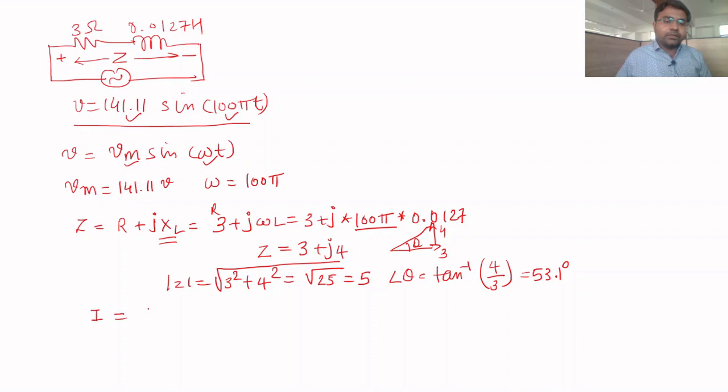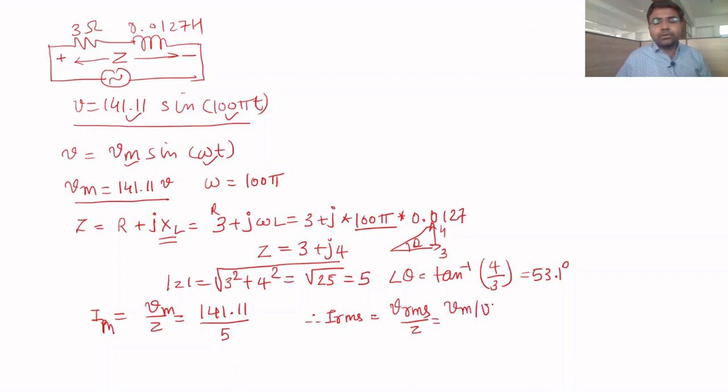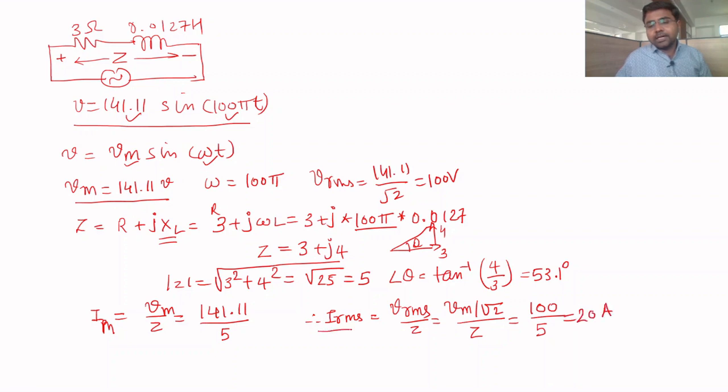Now in order to find the current, it is nothing but V over Z. V is the supply voltage, so here my maximum value is 141.11, and Z is 5. So this is the peak value of current. Peak value or maximum value is nothing but Vm by Z, which is 141.11 by 5. If I want to find the RMS value of current, it is Vrms divided by Z. Vrms is Vm by root 2, and 141.11 divided by root 2 gives me 100 volt. So 100 volt divided by 5 is nothing but 20 ampere. So this is the RMS value of current.